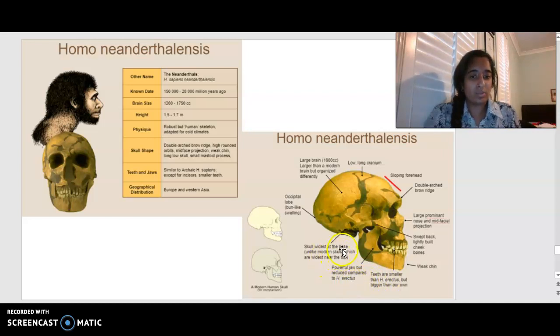The skull is widest now at the base, unlike modern skulls, which are wider near the top. So that's another major difference between Homo sapiens as we know it and Homo neanderthals as well.